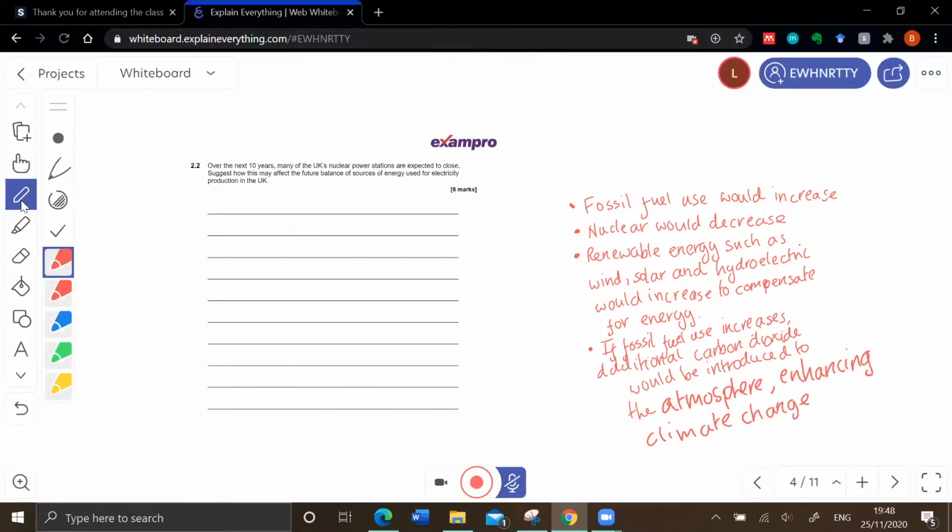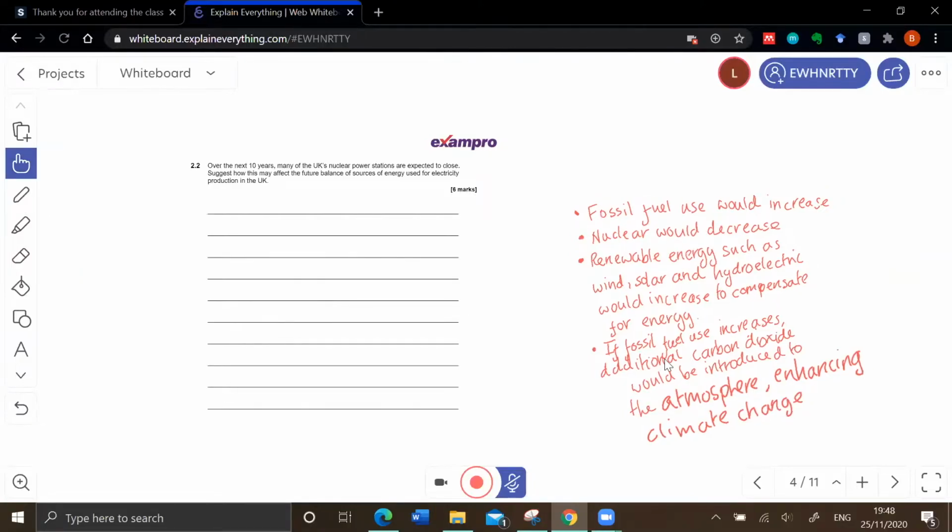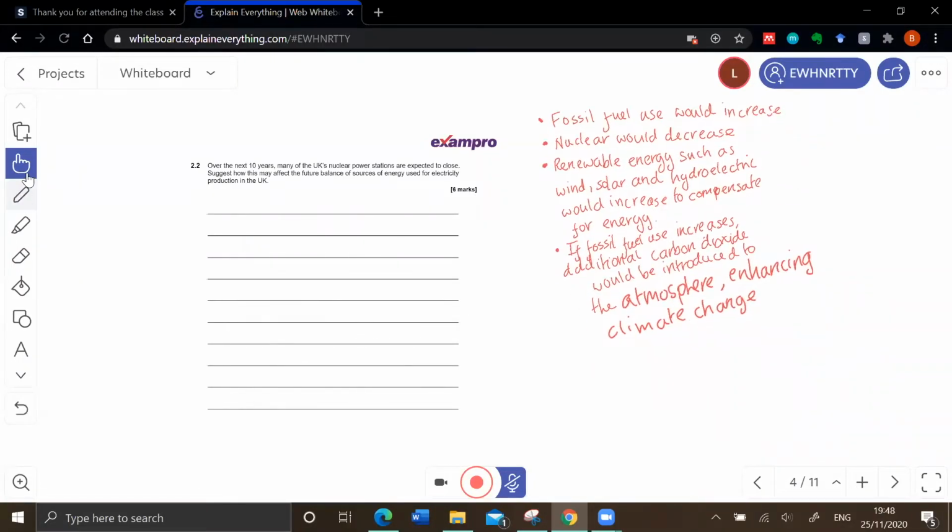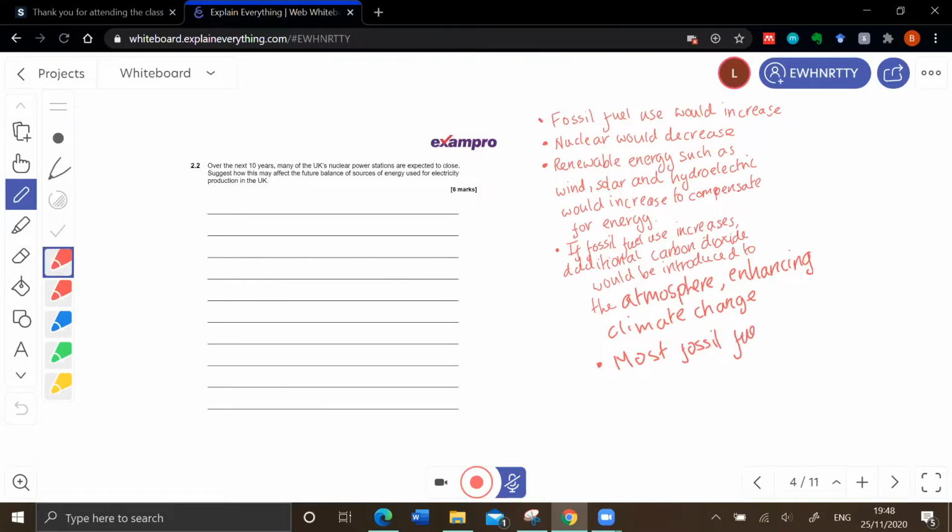Also, the UK doesn't have a source of its own fossil fuels. Apart from coal, most of our fuel is actually imported. So most fossil fuels are imported. So there's a bit of a geography question there. So you could think about, would that affect sort of trade and things like that? So for example, oil was piped in. Okay, some oil comes to the North Sea.